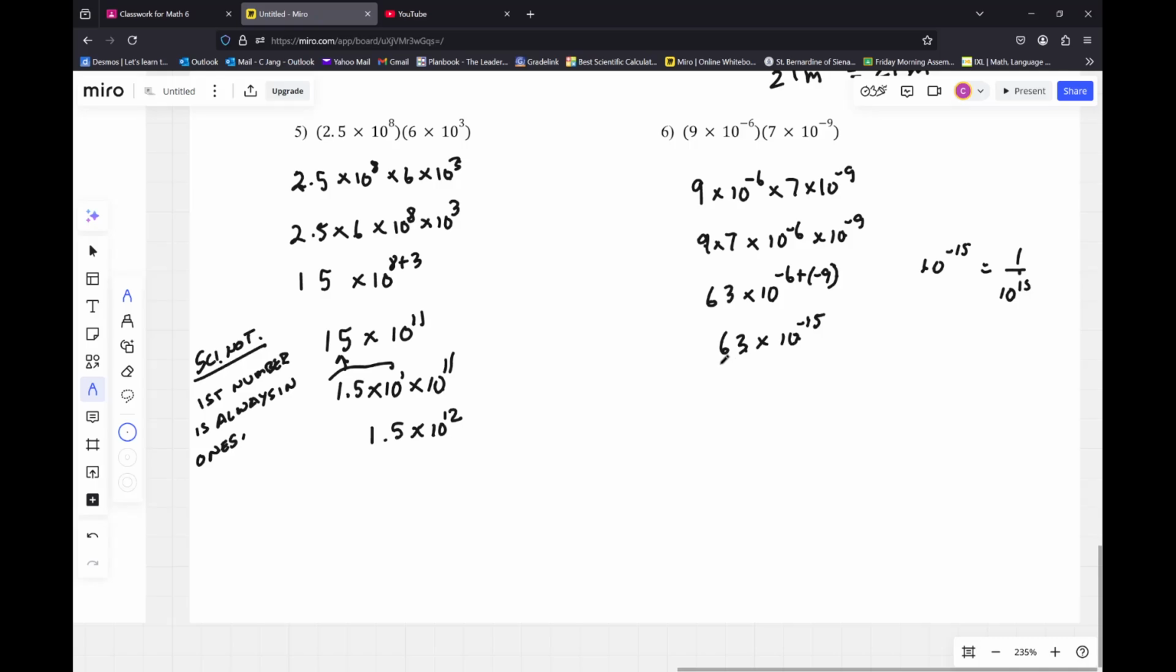But remember, in order to make the scientific notation, we can't have 63. We want this 6.3. And how do we get that? That is going to be 6.3 times 10 to the first power times 10 to the negative 15. And if we do that, that is 6.3 times 10 to the 1 plus a negative 15, which is negative 14. So that is what that's going to be, 6.3 times 10 to the negative 14. Okay? Hopefully that makes sense.